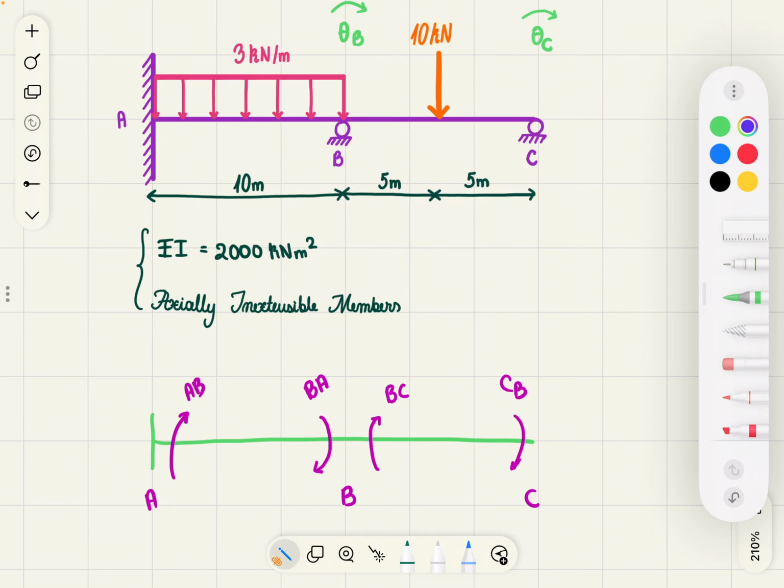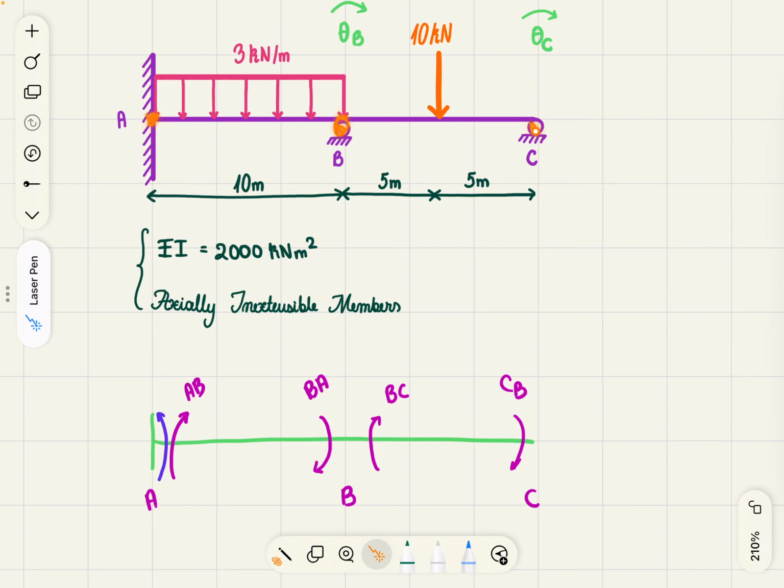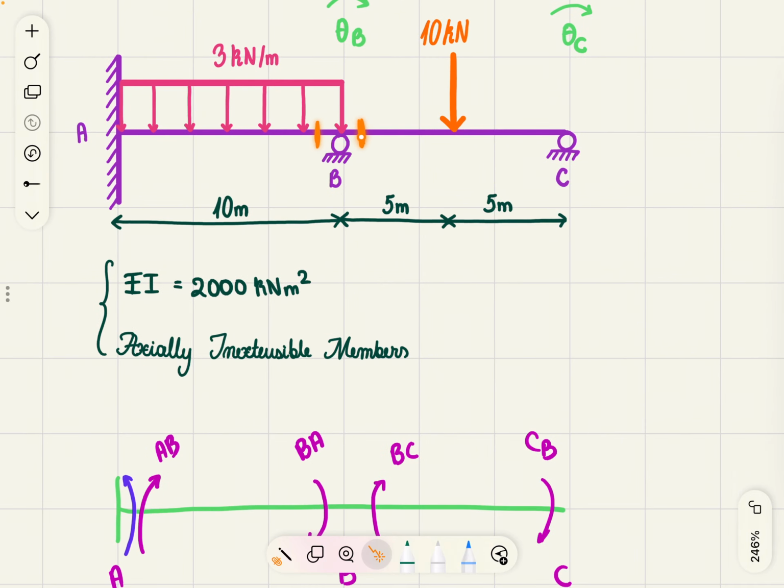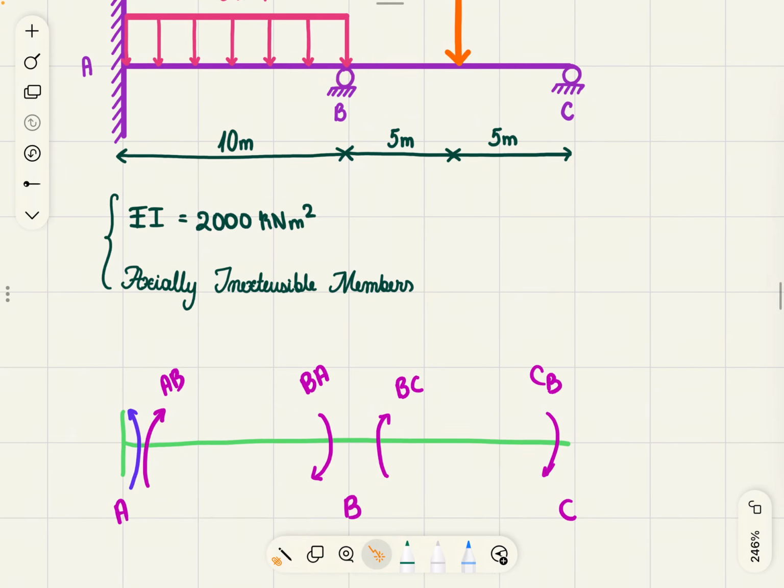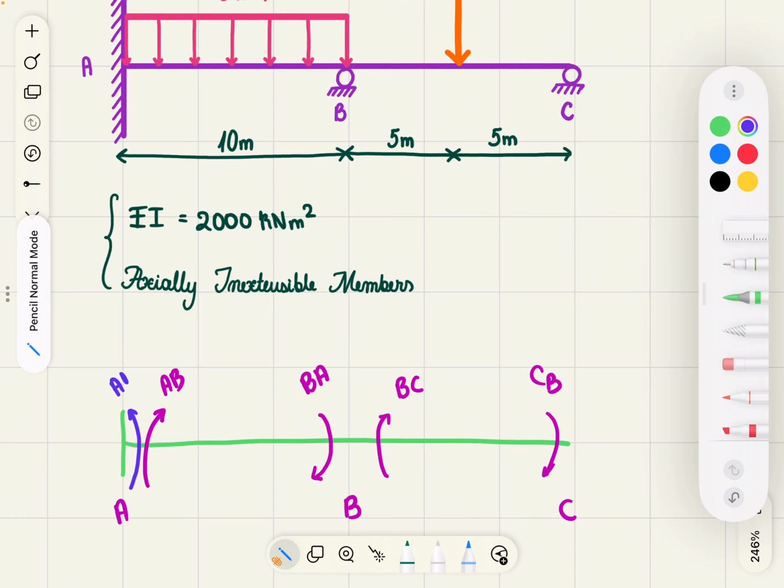Equal and opposite to end member moments, you have nodal moments acting at the nodes, at the very nodes. So not at the end of the member, because at the end of the member you have end member moments, and at the node you have nodal moments. And the nodal moments are equal and opposite to the end member moments. So like this. CB. Okay, next up.